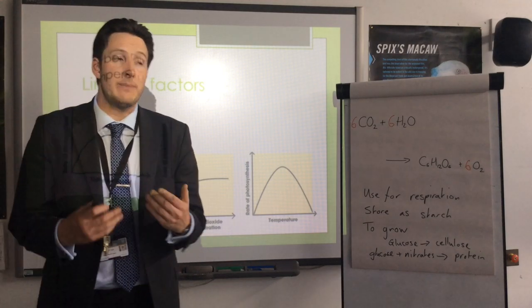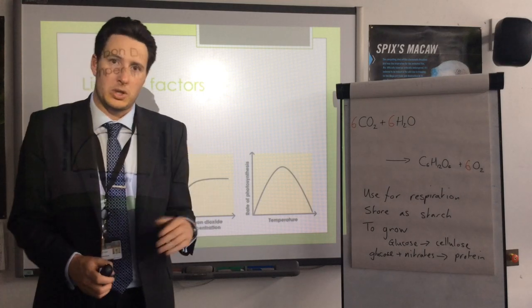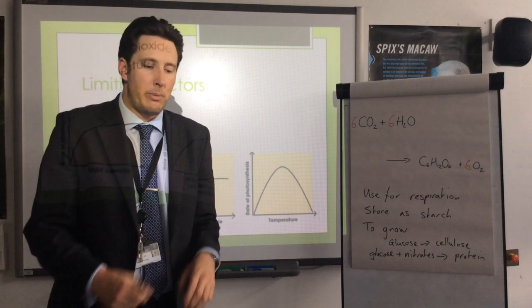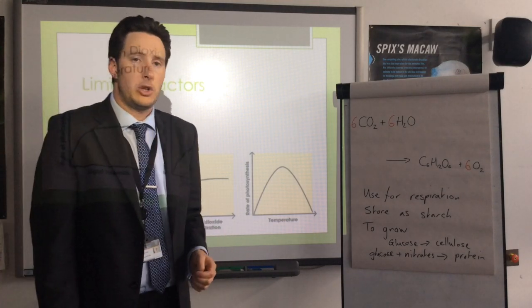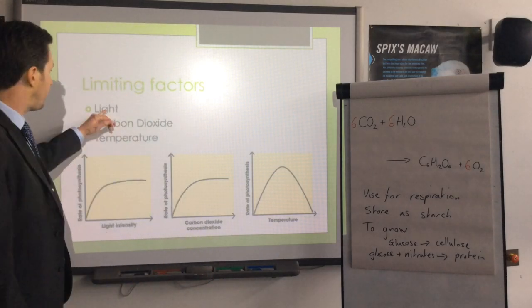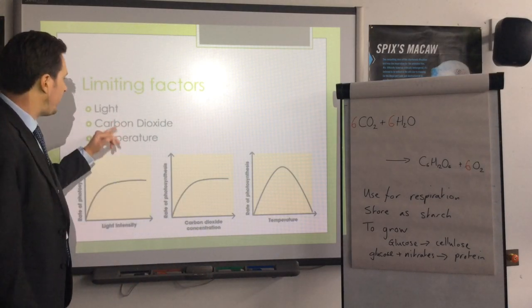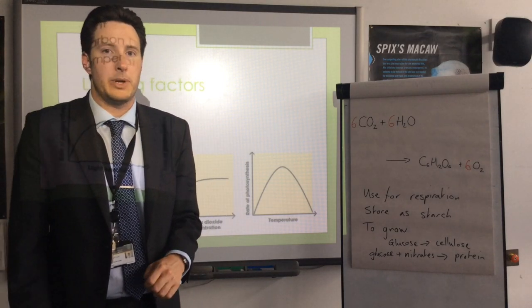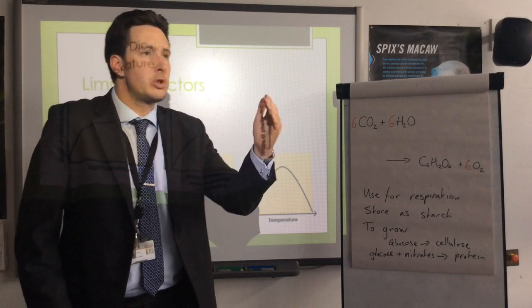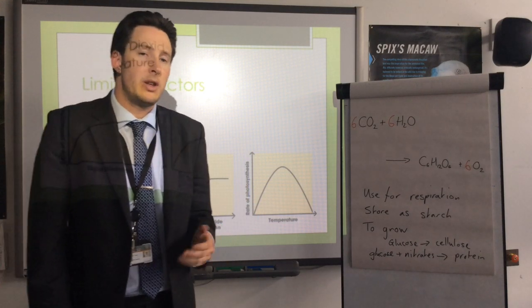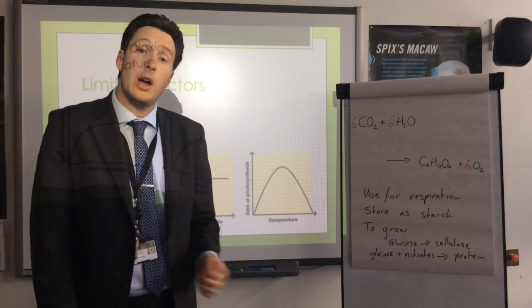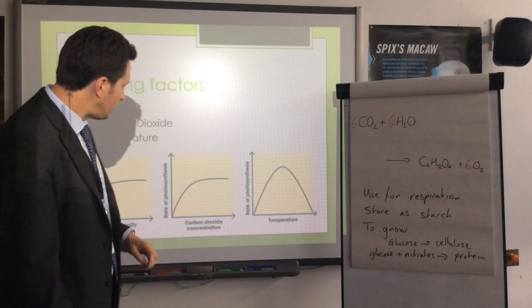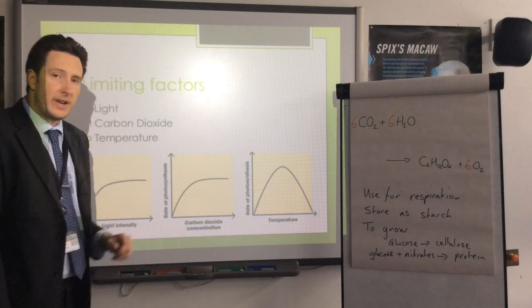Limiting factors mean if any of these are in short supply, photosynthesis won't be able to happen as fast as it should be able to. The three limiting factors you need to know are light, carbon dioxide and temperature. So light, carbon dioxide and temperature. They all slow down or speed up photosynthesis, depending on their availability. Graphs that you will get will look very similar to these.